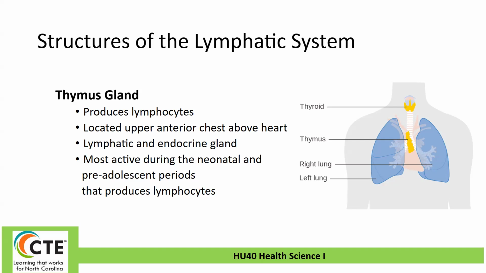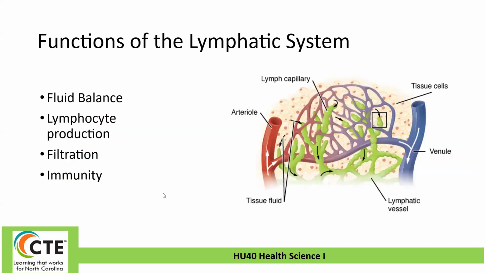So think about a newborn. Their immune system hasn't quite developed, so our body is going to create those lymphocytes a lot more to try to fight off the infection. Same thing with pre-adolescent. Our bodies are changing. We're going from child to an adult, so our bodies are very vulnerable to infection there as well. So that's why our bodies are going to create this natural defense system.